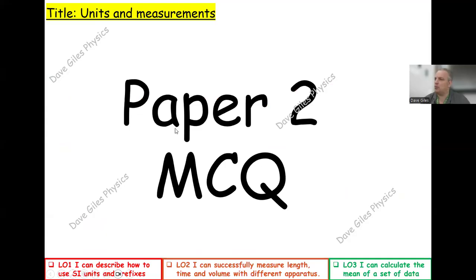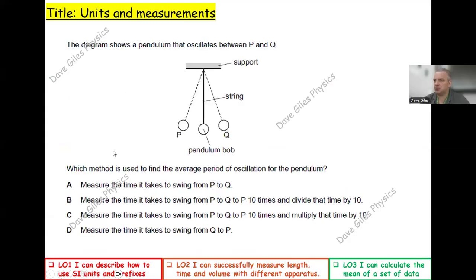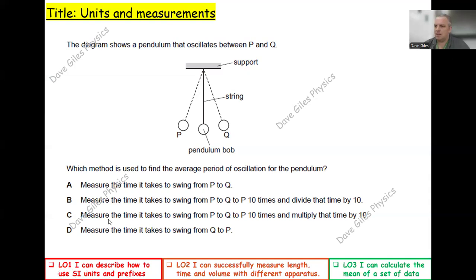Okay, let's have a look at some paper 2 multiple choice questions. The diagram shows a pendulum that oscillates between P and Q. Which method is used to find the average period of oscillation for the pendulum? Measure the time taken for a swing from P to Q. That is only actually half an oscillation, so it's going to have a high amount of error. Measure the time it takes to swing from P to Q and back to P 10 times and divide that by 10. That sounds like a good method, but we'll just check the rest just in case.